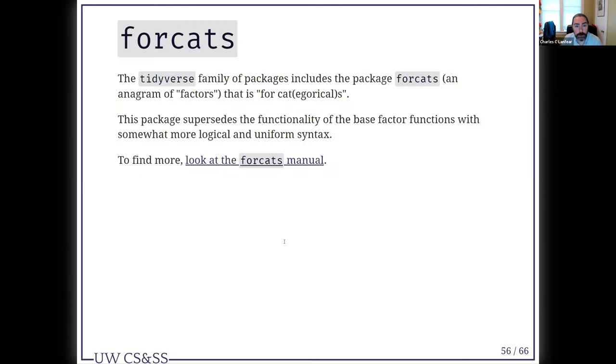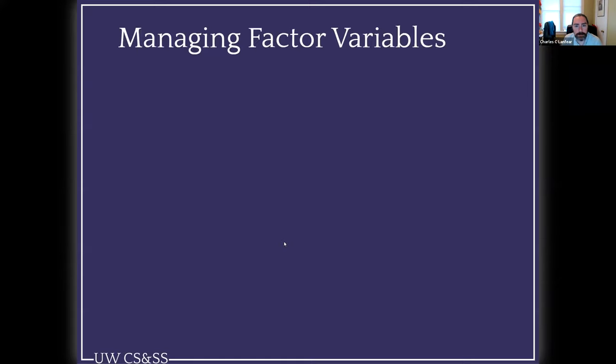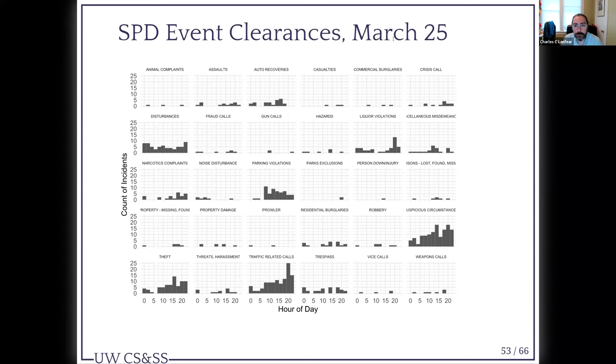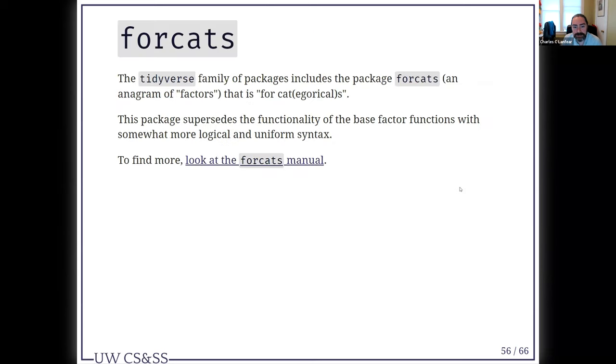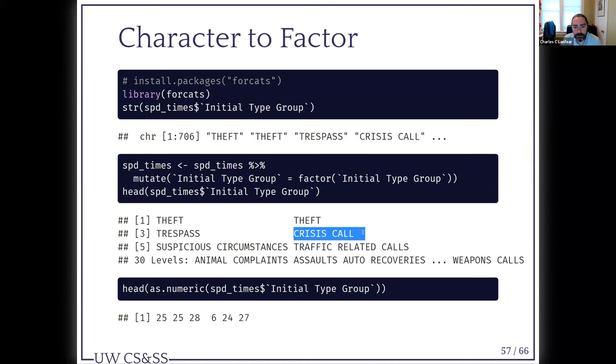For instance, if I go back to this, 1, 2, 3, 4, 5, 6, crisis call, it's the 6th facet because it's the 6th level in the data, okay? That's how it works. It just maps the levels of the factor onto our facets, but that's not what we want. We want to shake up these things.